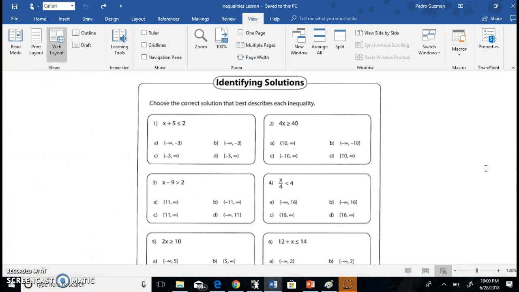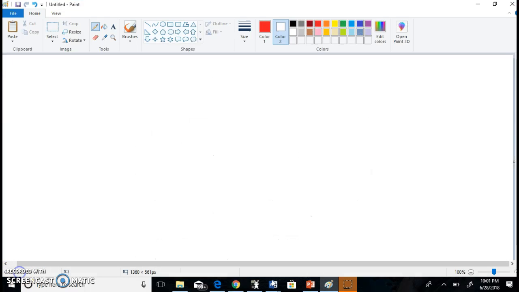Okay, the next section is identifying solutions, and this is the same kind of thing, but I'm going to show you some new types of notation. Okay, so we've dealt with what is called inequality notation, so now I want to show you interval notation. Okay, so let's take something like x is less than 5.